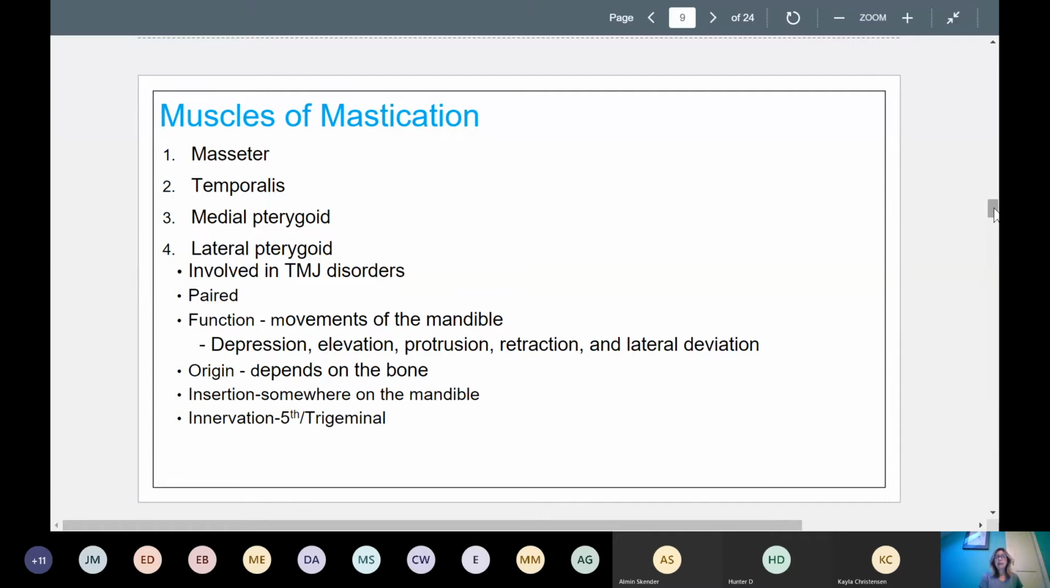And they are innervated by the 5th cranial or trigeminal nerve. The facial expression muscles are innervated by the 7th cranial or facial nerve. The muscles of mastication are by the 5th cranial or trigeminal nerve. Put those 2 on your list to know. The 7th cranial is what innervates your muscles of facial expression. Your 5th cranial or trigeminal innervates your muscles of mastication.